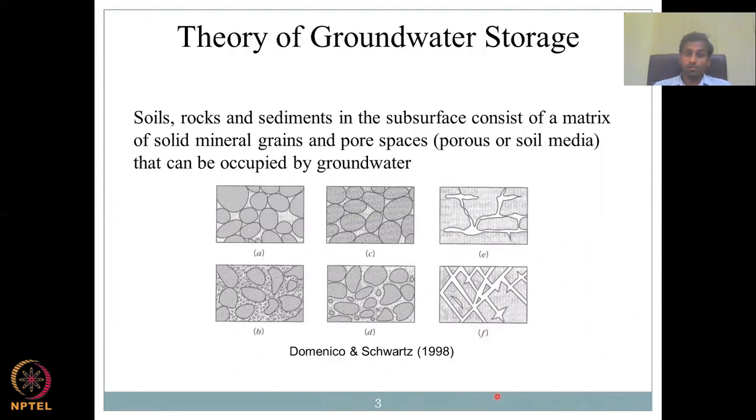Let's get into the theory of groundwater storage. Once you understand storage, you can also understand the movement. Okay? So soil, rocks, and sediments in the subsurface consist of a matrix of solid minerals and grains. Okay, so this is the solid part of your soil.